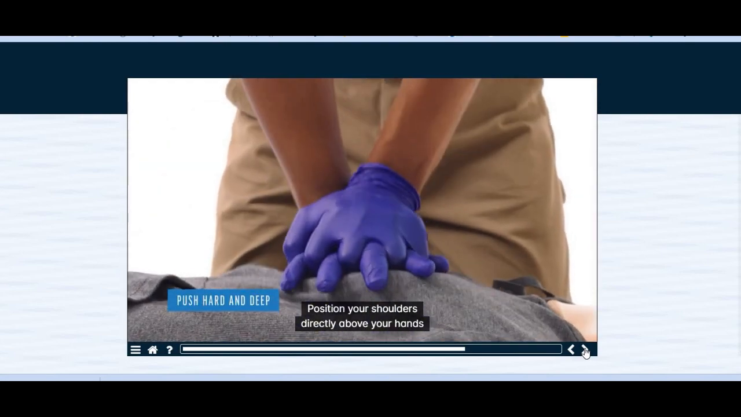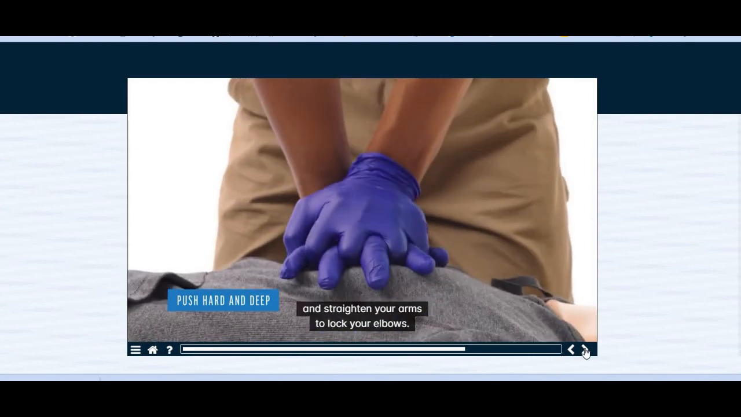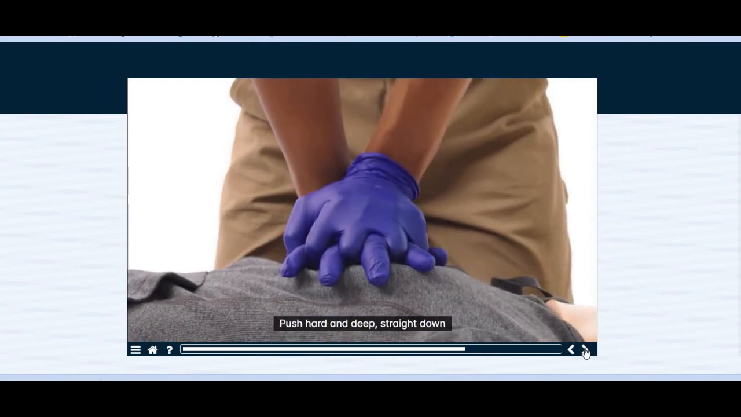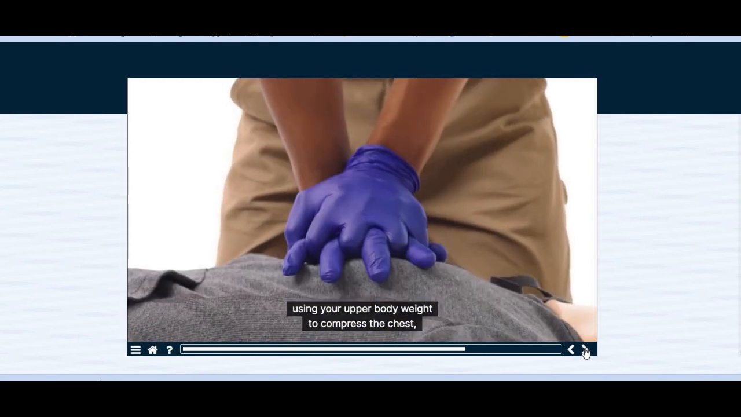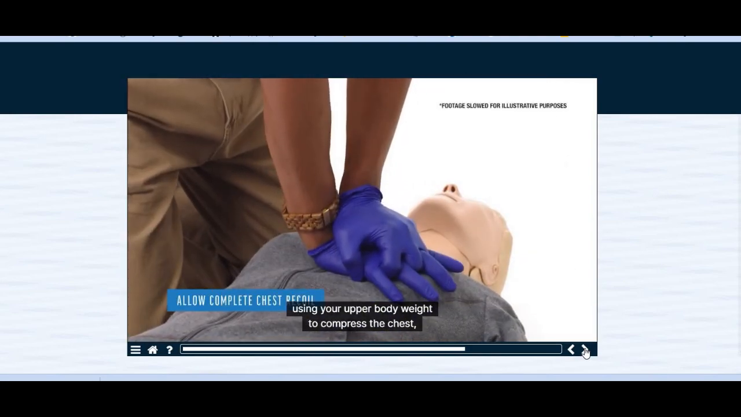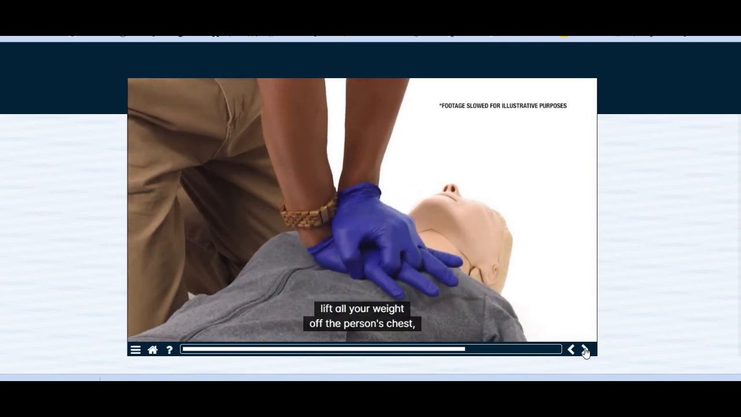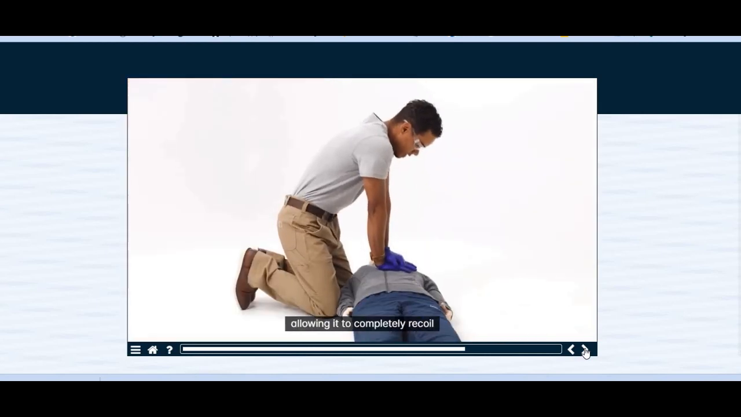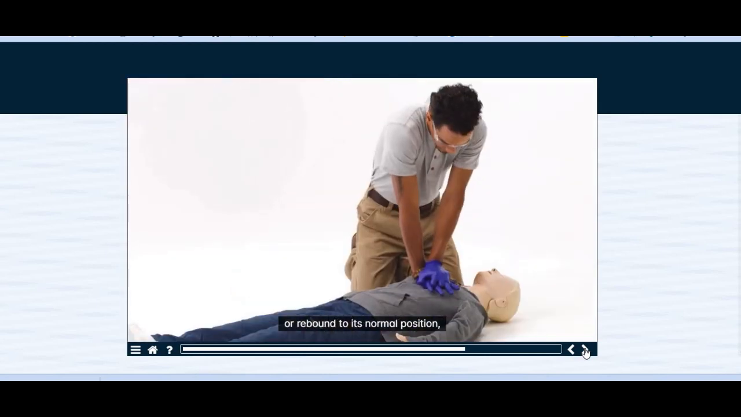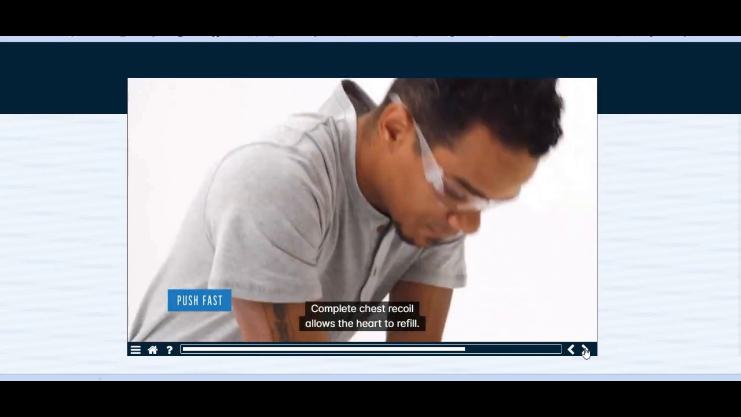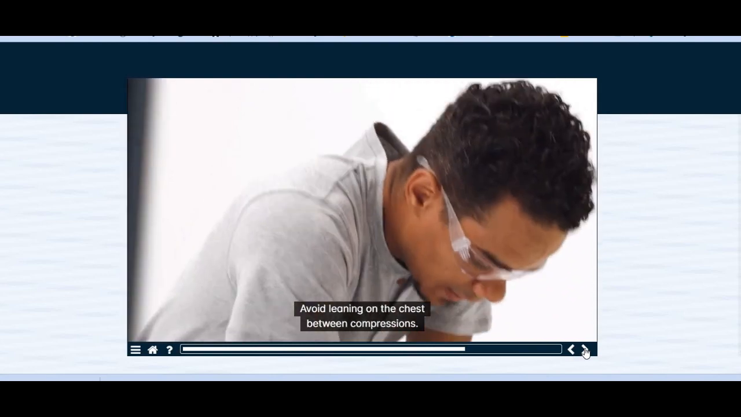Push hard and deep, straight down, using your upper body weight to compress the chest at least 2 inches, or 5 centimeters. At the end of each compression, lift all your weight off the person's chest, allowing it to completely recoil or rebound to its normal position, but do not lose contact with the chest. Complete chest recoil allows the heart to refill. Avoid leaning on the chest between compressions. Push fast. Compress the chest at a rate of 100 to 120 compressions per minute.